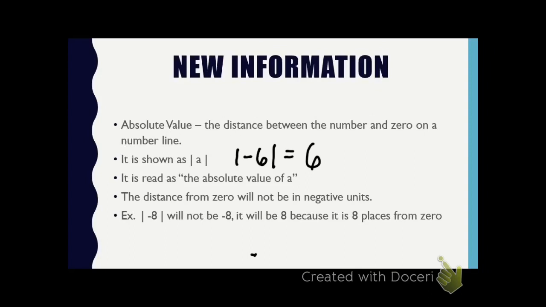Well, what if they asked me to find the absolute value of 6? Well, how many places from zero is the whole number 6? It is 6. So the absolute value of -6 is 6, and the absolute value of a +6 is 6. Does everyone see that? All right. And they give you another example down here. The absolute value of -8 will not be -8. It will be 8, because it is 8 places from zero.